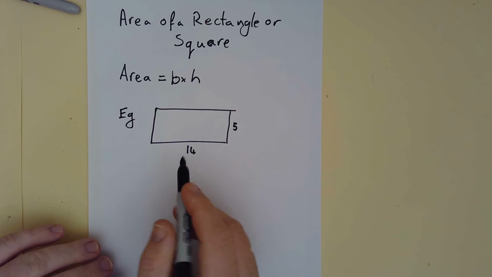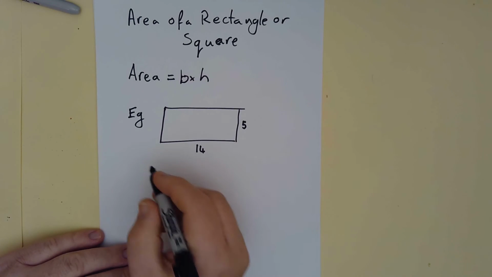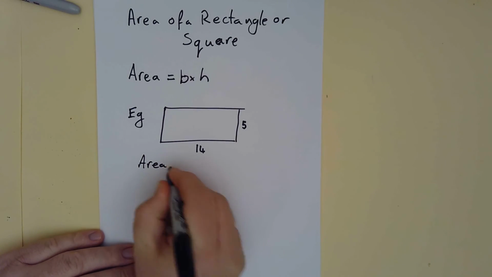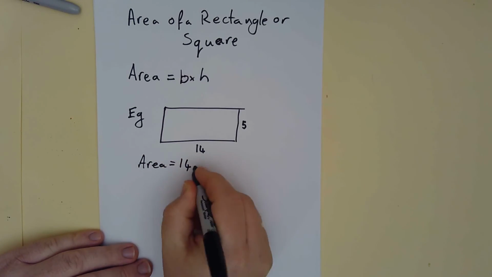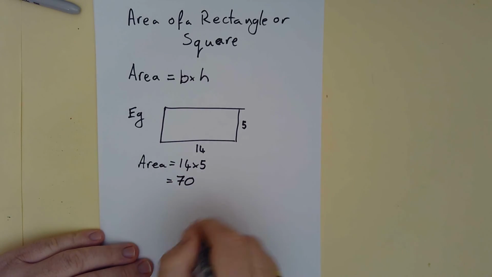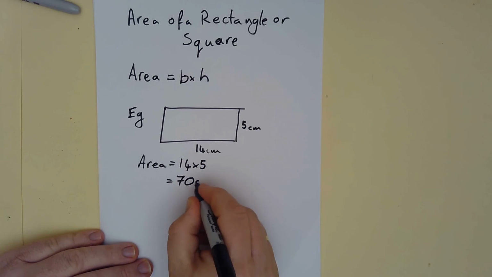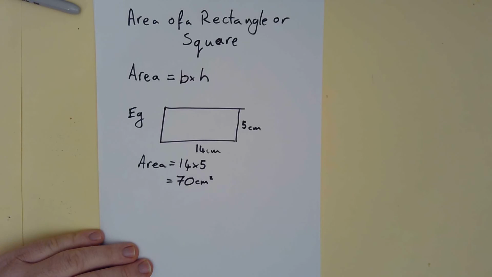So I've got an example here. How do we use it? Well, here I've got a breadth of 14, a height of 5. So my area is going to be 14 times 5. I put that in my calculator and I get 70. And whatever the units, so if this was centimeters, then that's going to become centimeters squared, because a centimeter squared is those little squares that make that up.